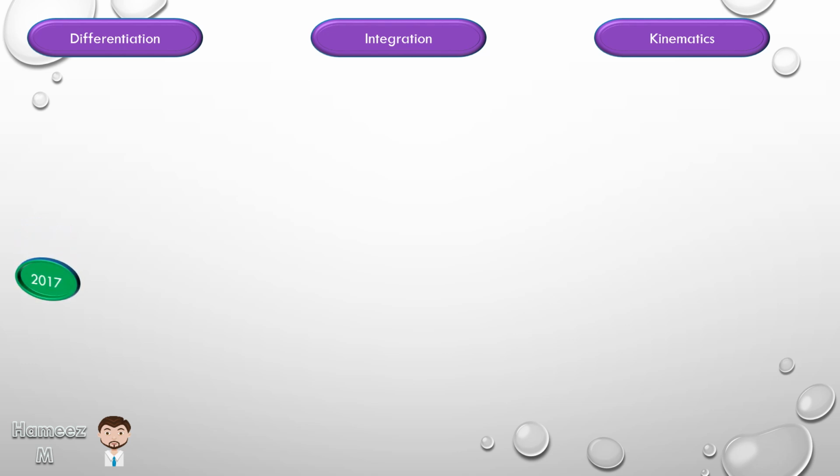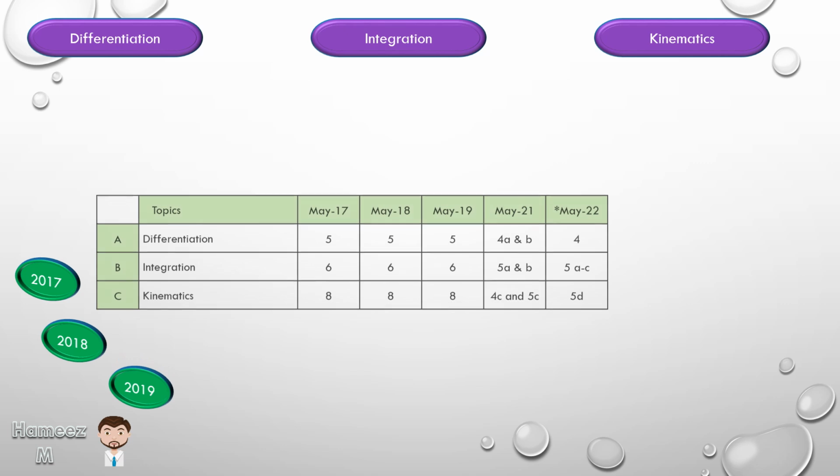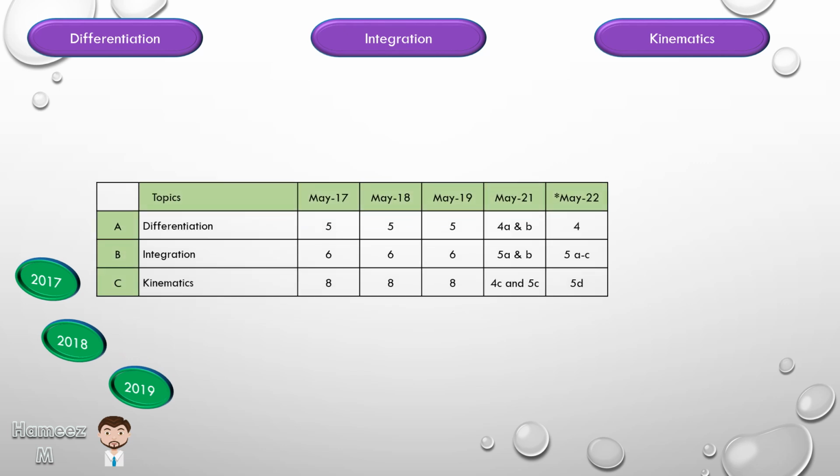As we look at the 5 years, we can see there's a discernible change. From May 2017, 18, and 19, this followed the old syllabus, in which differentiation was tested as number 5 with 14 marks, integration tested as number 6 with 14 marks as well, and kinematics as number 8, the last question on the paper, with 20 marks.